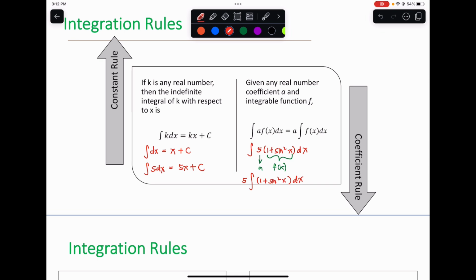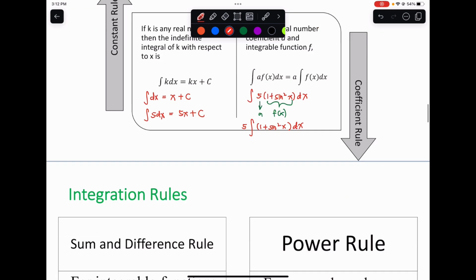As long as there is a numerical coefficient attached to a given function, we move out the coefficient, and afterwards we simply find the integral of f of x, and whatever the integral is, we multiply it back by the numerical coefficient, which is 5. So those are the two integration rules so far: the constant rule and the coefficient rule.